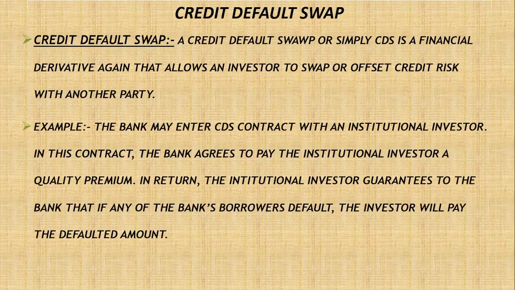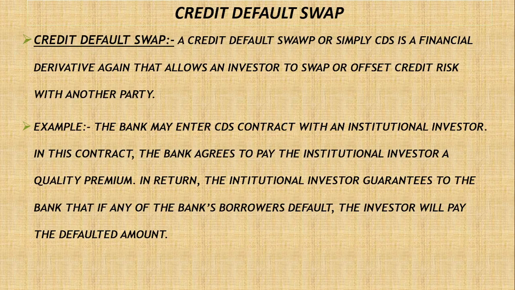Credit default swap. Credit default swap, or simply CDS, is a financial derivative again that allows an investor to swap or offset credit risk with another party. Example: the bank may enter a CDS, that is credit default swap contract, with an institutional investor.